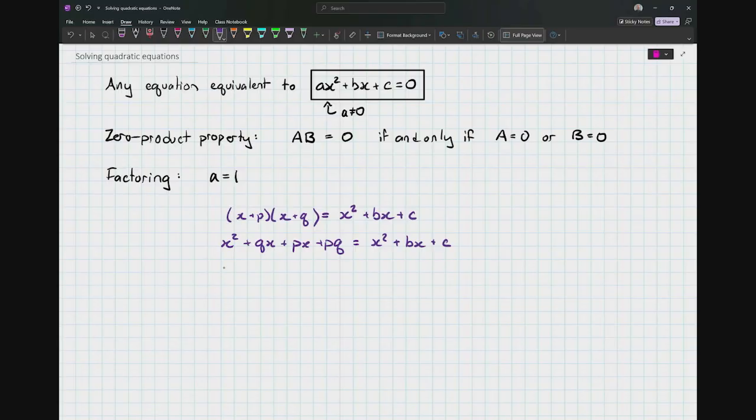I'm going to also just do a little bit of grouping here. The first term, x squared, and grouping the middle two terms, we can go ahead and use our factor, p plus q times x, using our distributive property. And then we have a pq. All right, this is still supposed to be equivalent to whatever quadratic that we're given.